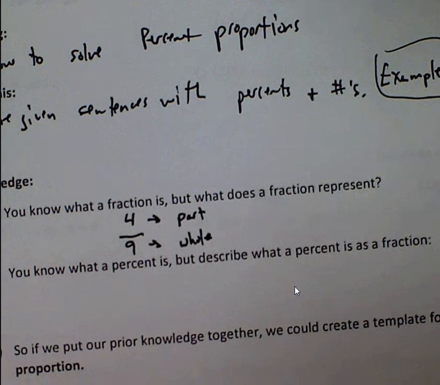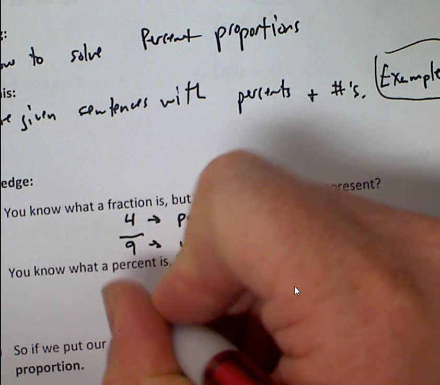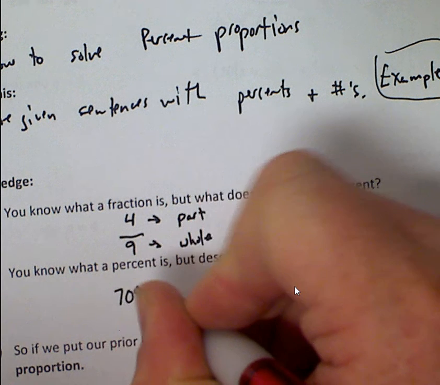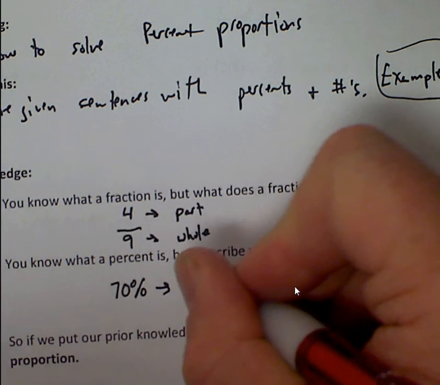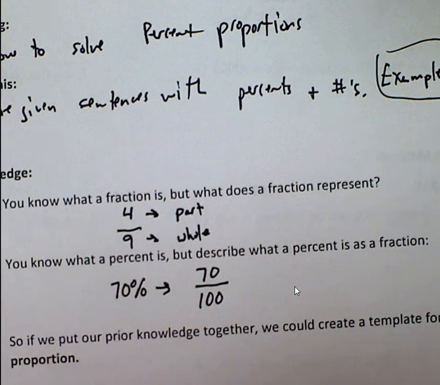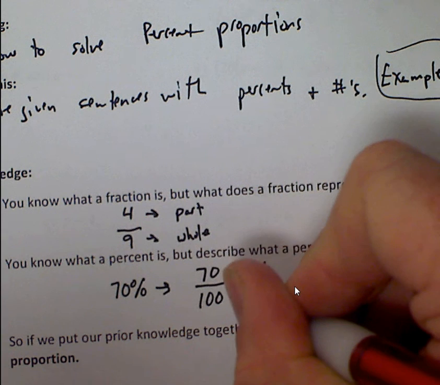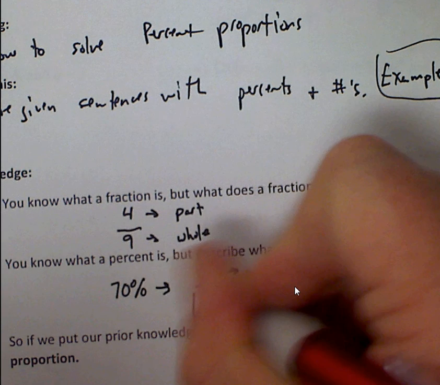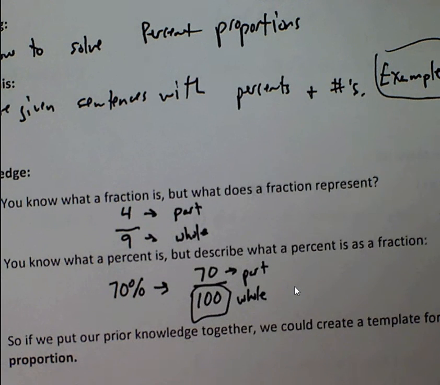We know what a percent is, but we need to describe what a percent is as a fraction. So if I said 70%, what does that mean? That literally means 70 out of 100. So my part is 70, my whole will always be 100.